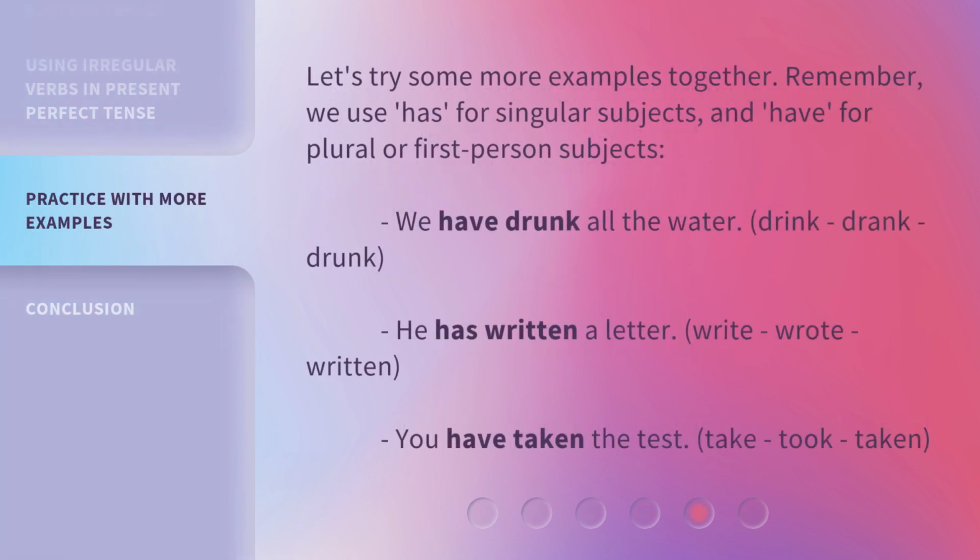Let's try some more examples together. Remember, we use has for singular subjects and have for plural or first-person subjects. We have drunk all the water. Drink, drank, drunk. He has written a letter. Write, wrote, written. You have taken the test. Take, took, taken.